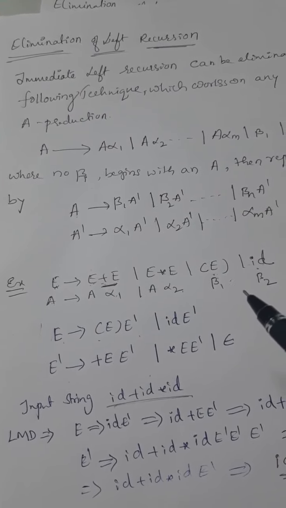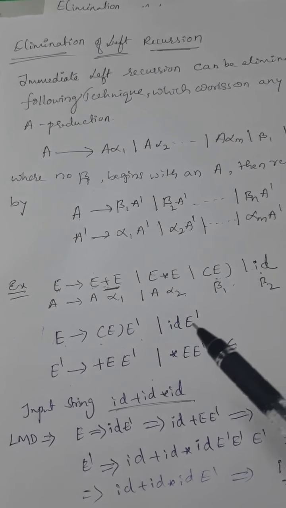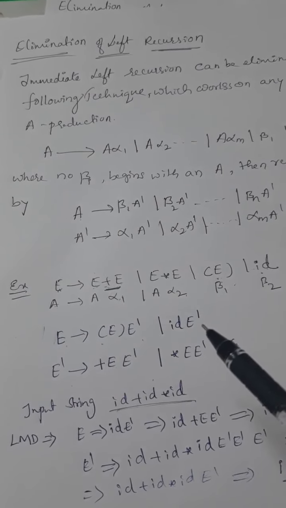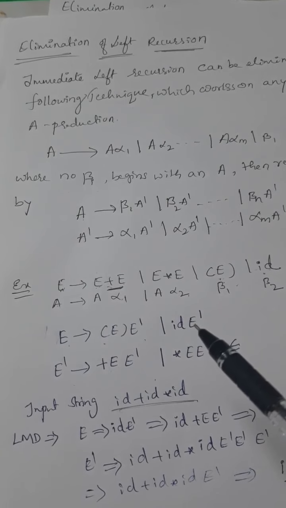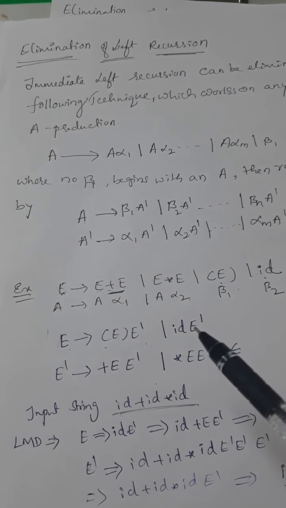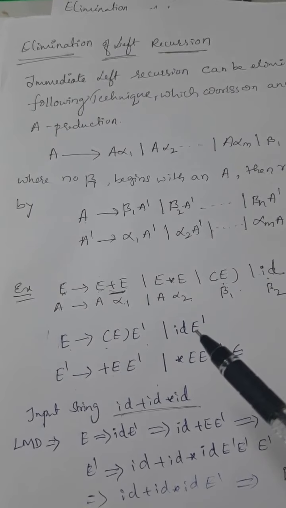If it has n number of betas, write all those n betas along with the new grammar symbol. Next, we will write the production for this new grammar symbol E dash.